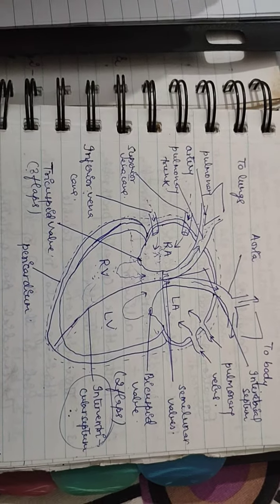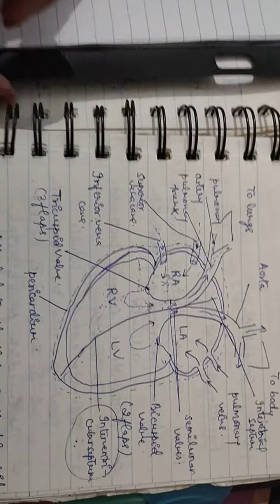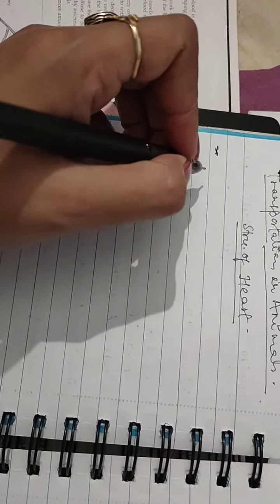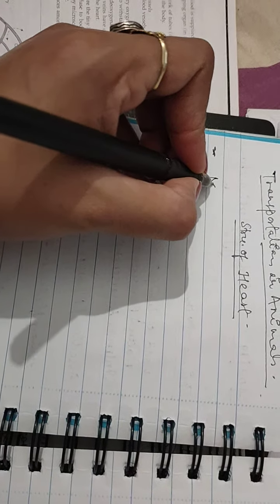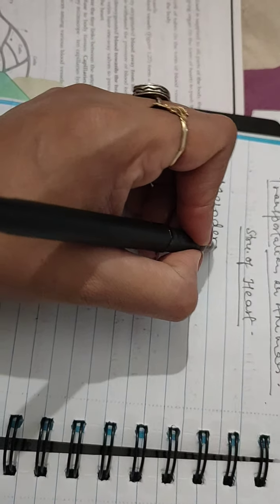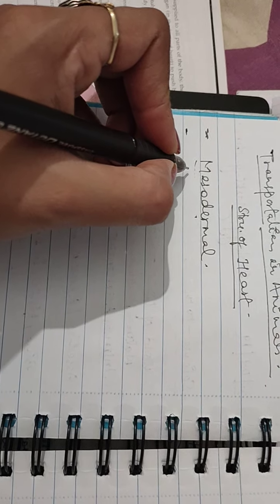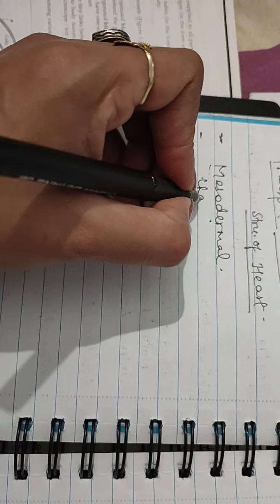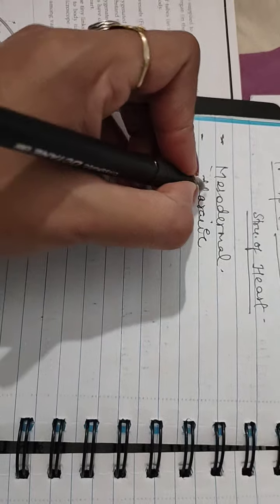Heart. First, you should know something about the heart, then I will tell you in detail. What is the first thing? That the heart is mesodermal in origin. Mesodermal means there are three germ layers: ectoderm, endoderm and mesoderm. So from the mesoderm the heart originates. Then it is situated in the thoracic cavity, in between the two lungs.